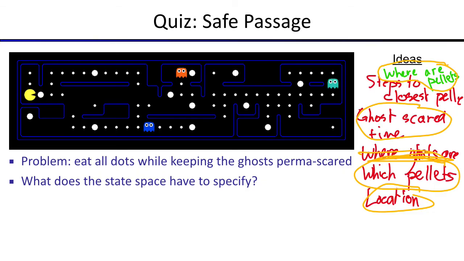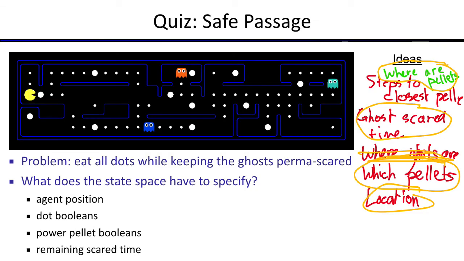Okay, fair point. I should have said, say they start out scared for one step, and it looks like this. Sorry about that. Supposing you can scare them on the first time step and then keep them scared is the goal. Then that's that. Okay. So agent position, dot booleans, power pellet booleans, and remaining scared time.